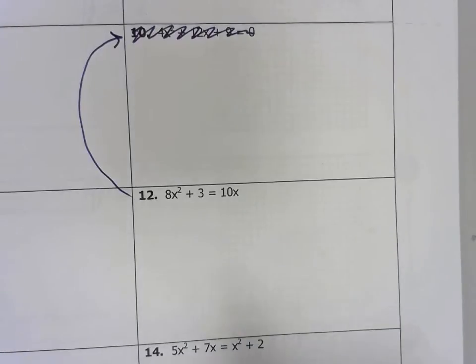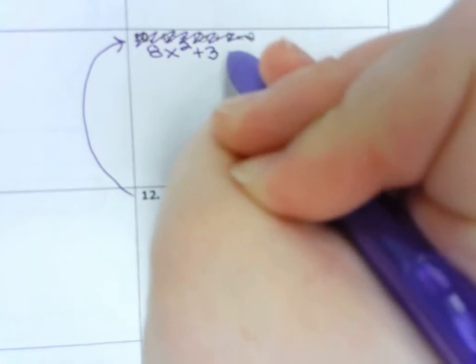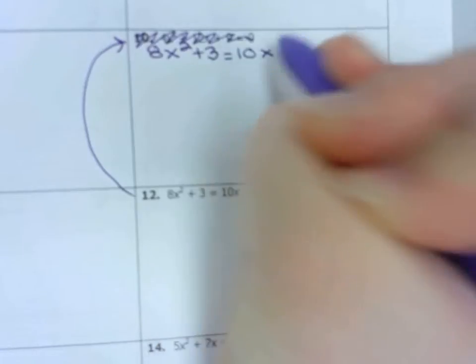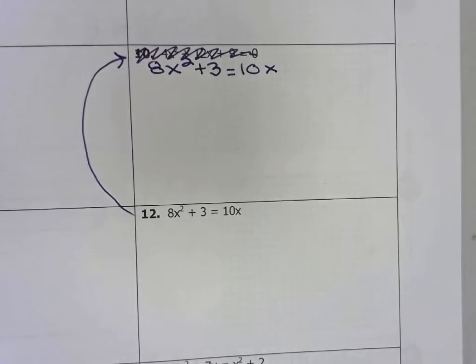So as I look at 12, let me go ahead and write it out. 8x squared plus 3 equals 10x. Factoring is how we always want to try to solve it first, because that's the easiest way. So as I look at this, going back to what we talked about yesterday, what issue do I see first before I try to factor it? It's not equal to 0. I have to get it equal to 0. So what would be the easiest thing to move over to get one side equal to 0?